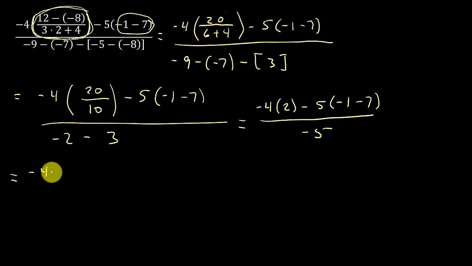So that's -4 times 2 minus 5 times. Now I'm working inside the parentheses here. So I've got negative 1 minus 7. Well, that's going to give me what? Negative 8 over the negative 5. So I've taken care of all my grouping symbols.